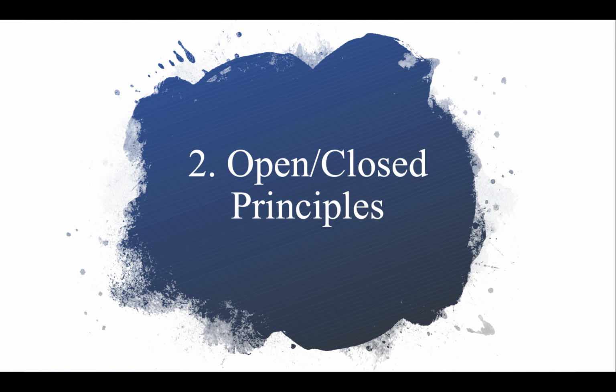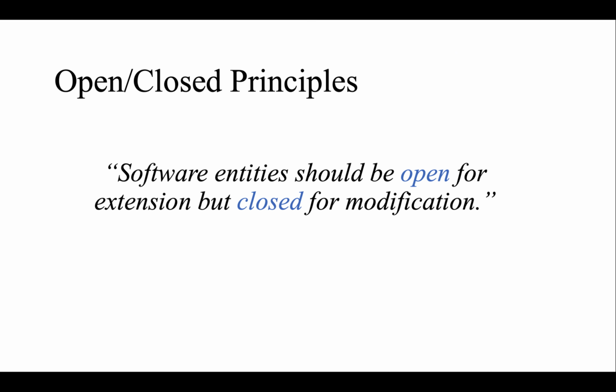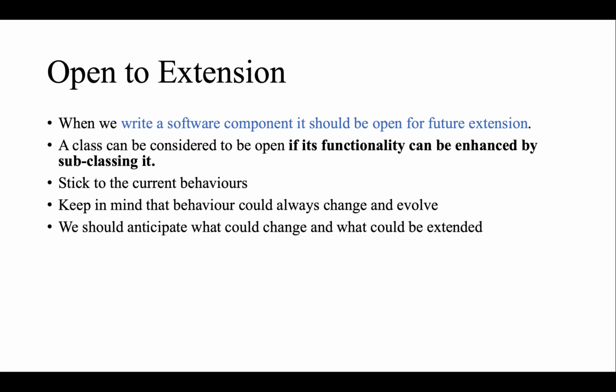So let's get started. As per the definition, it says software entities should be open for extension but closed for modification. Here, software entities means all the classes or the modules which we are going to develop. And there are two parts in this definition. The first one says it should be open for extension, while the other one says it should be closed for modification. So let's learn what do we mean by open to extension.